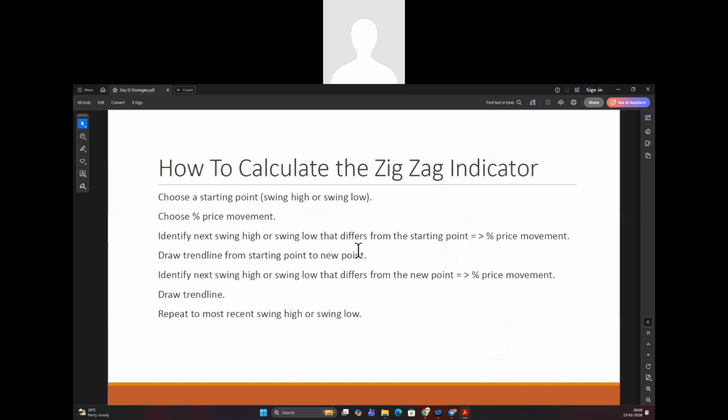How to calculate the zigzag indicator? Choose a starting point, swing high or swing low. Choose a percentage price movement. Identify the next swing high or swing low that differs from the starting point by an amount equal to or greater than the percentage price movement. Draw trend lines from the starting point to the new point. So this is for drawing the manual way. But we already have an indicator, so you can use that indicator. If your internet is slow, it might take some time, but it will plot.